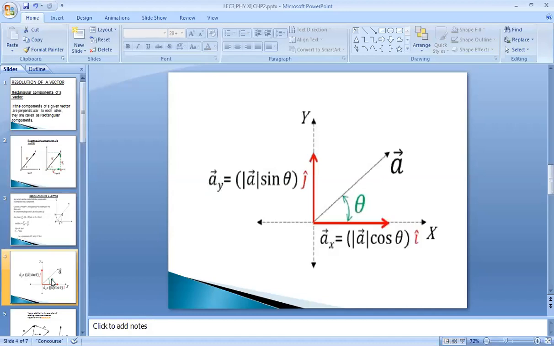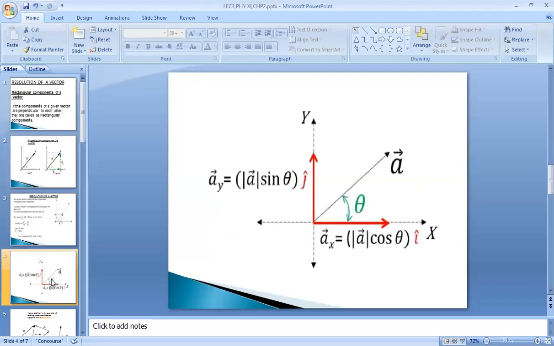Vector A is making angle theta along the x-axis. But one thing is different over here: i and j are basically the direction vectors along the x-axis and along the y-axis. You can find the value of Ay is equal to A sine theta, where A is the magnitude, and Ax is equal to A cos theta. As in the previous slide, you have seen that Fx is equal to F cos theta and Fy is equal to F sine theta. You can always remember it as a formula.